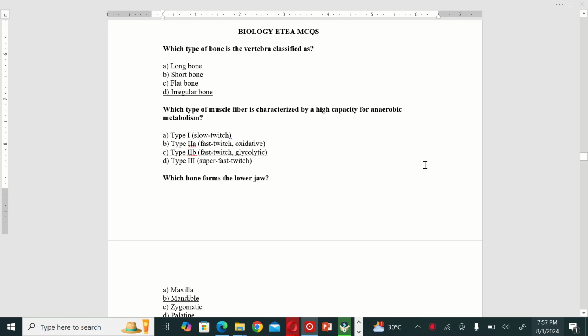Let's get started. The first MCQ is: which type of bone is the vertebrae classified as? A. Long bone, B. Short bone, C. Flat bone, and D. Irregular bone. So the correct option is D.